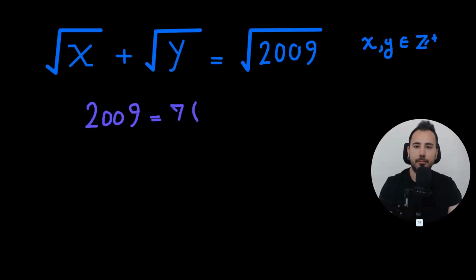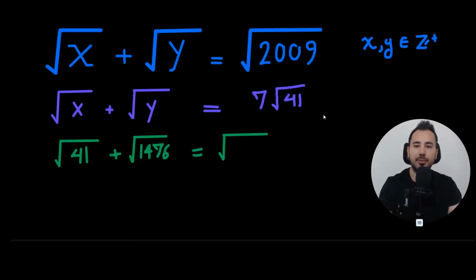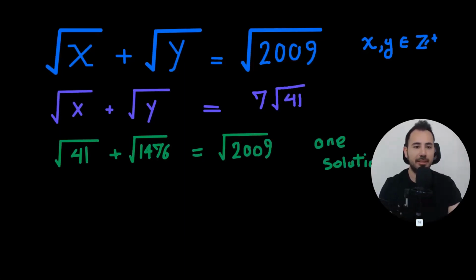287 is again divisible by 7. So instead of the square root of 2009, we could write 7 times the square root of 41. But now 41 is a prime number. Now this number, the square root of 41 plus the square root of 1476, is actually one solution.